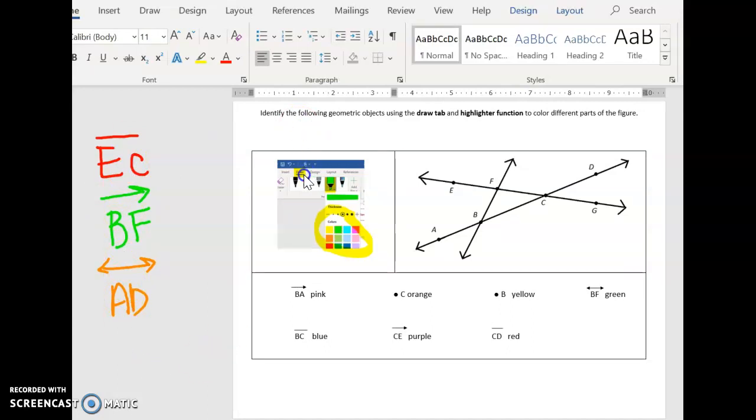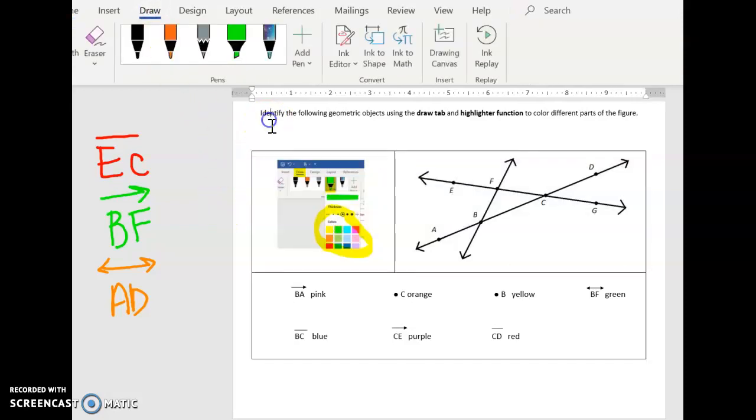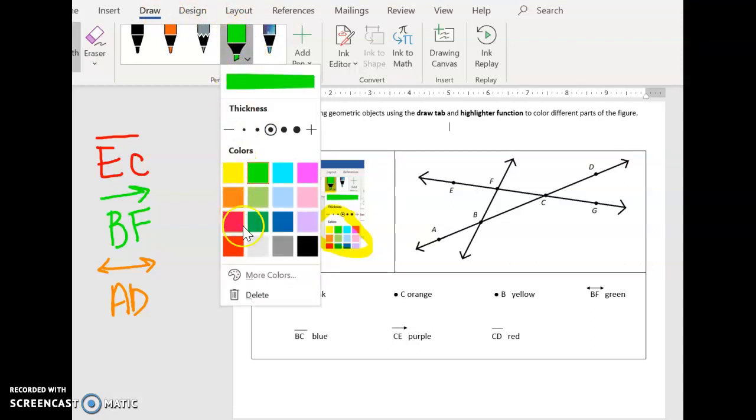We're going to use the Draw tab and the Highlight function. So again, I'm going to go up to Draw. And if it's grayed out somewhere, just move your cursor around until it is not. I'm going to go to the Draw tab and then the Highlighter. And as you can see, you can pick different colors below by clicking on this little arrow.